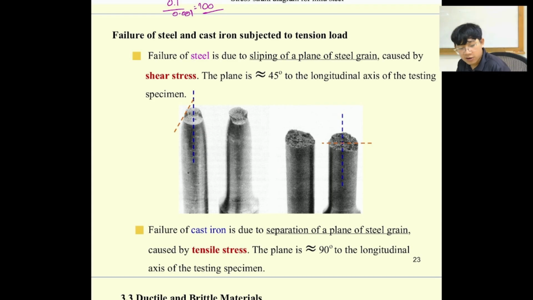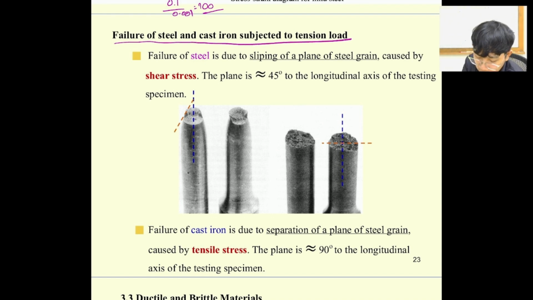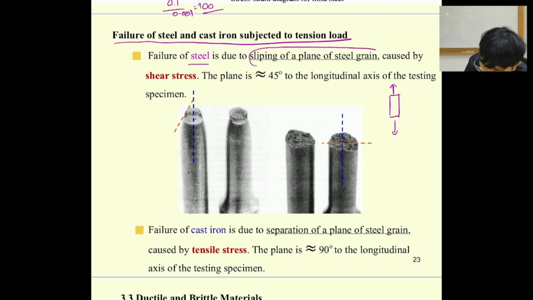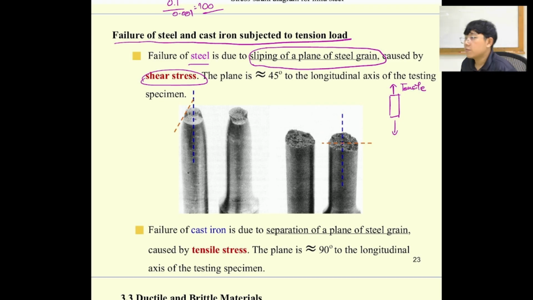Next is another behavior. This one is a little bit confusing, for me also at first. You can see the failure of steel and cast iron subject to tension load. If we use both materials and pull them like this, you can see that the failure of the steel is due to slipping of a plane of steel grain caused by shear stress. If we talk about tensile, at first we call it axial stress. Am I right? So axial stress is in the axial direction.